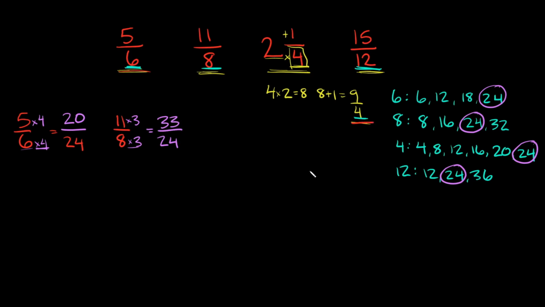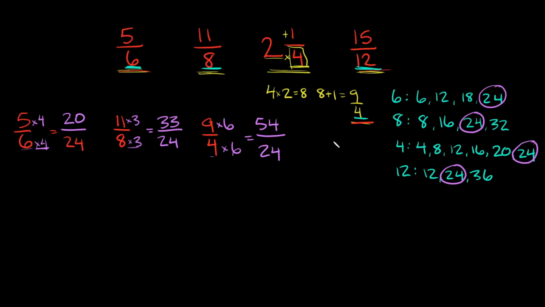Next we have 9/4, right? If we want to get 24 in the denominator, we're going to have to multiply by 6, right? Because 4 times 6 is equal to 24. And then again, we also have to multiply by 6 up here. So what's 9 times 6? 54. So here we have 54/24.